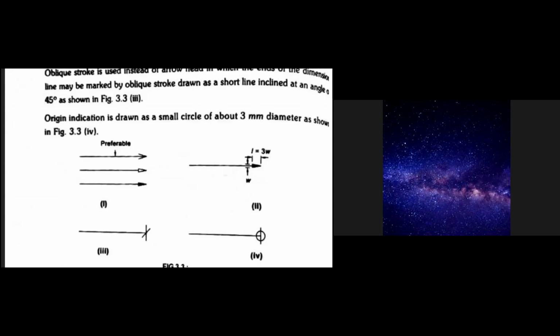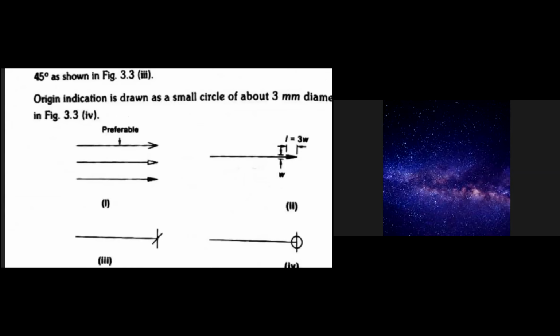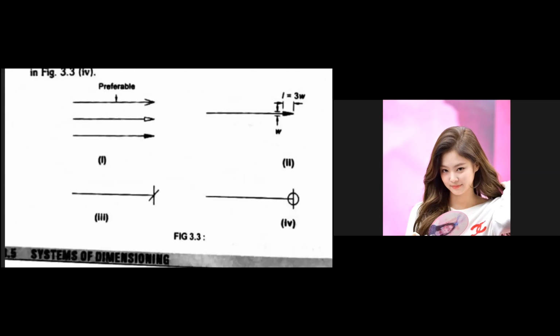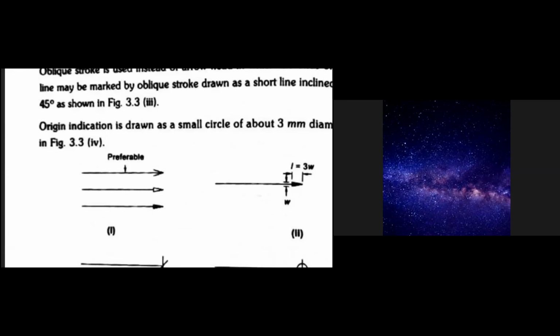Here are the different types of arrowheads we can use. This is open arrow, closed arrow, filled arrow, and sometimes we can use this symbol, the oblique arrow. This is called the oblique arrow. This is the origin indication. These are also termination points. So these are arrowheads.